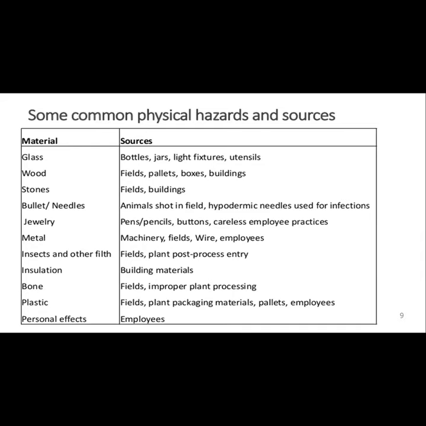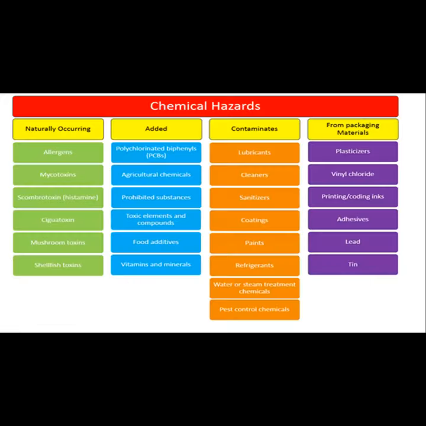So there should be a CCP, a critical control point. We will discuss it later in upcoming slides. For insects or anything similar, there should be a pest control program. These are part of the PRP, the prerequisite program, by which we cover all these things. Similarly, there are bone, plastic, and others.